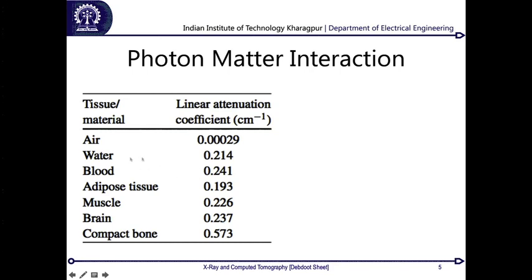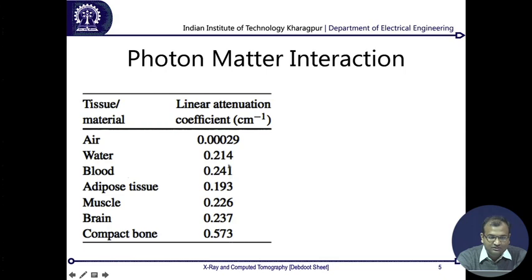Air is not going to cause any sort of attenuation. For water it is about 0.214, for blood it is 0.41, which is very close to water as well. Adipose tissue, the subcutaneous fat just below your skin, has the least attenuation amongst everything in the body, and the maximum attenuation is caused by compact bones. The compact bones cause almost twice or even more attenuation than blood, water, brain or muscles.